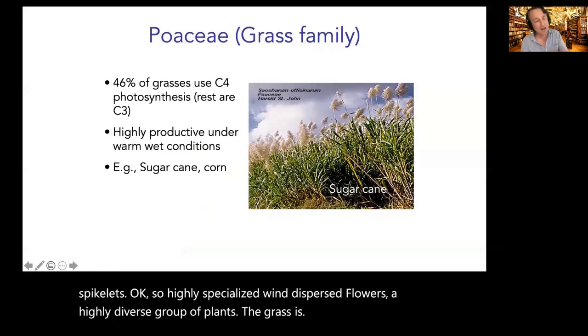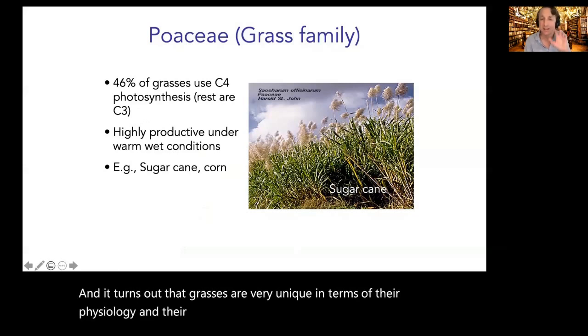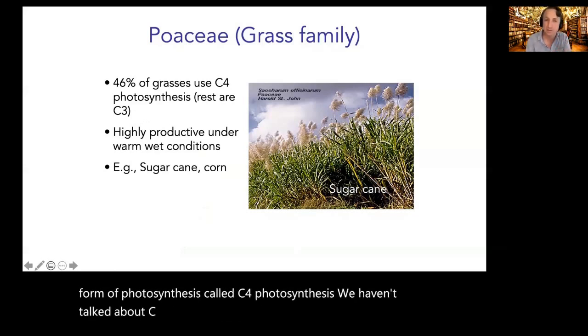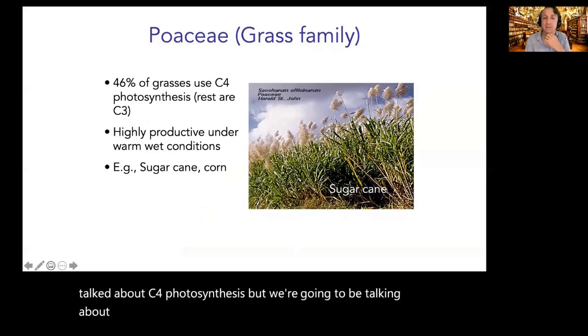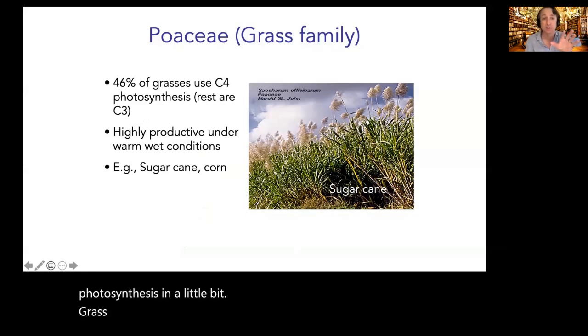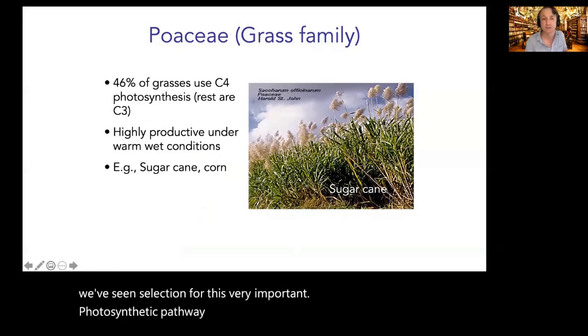And it turns out that grasses are very unique in terms of their physiology and their photosynthesis. In particular, they utilize a form of photosynthesis called C4 photosynthesis. We haven't talked about C4 photosynthesis, but we're going to be talking about the different flavors of biochemical pathways in photosynthesis in a little bit. Grasses, highly productive under warm, wet conditions because we've seen selection for this very important photosynthetic pathway known as C4 photosynthesis.